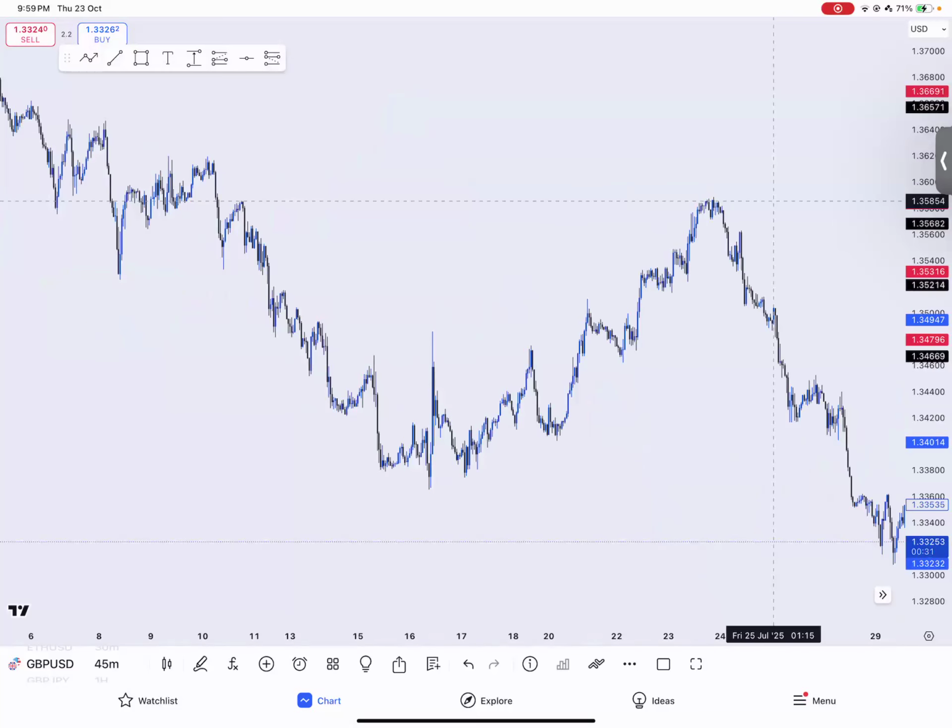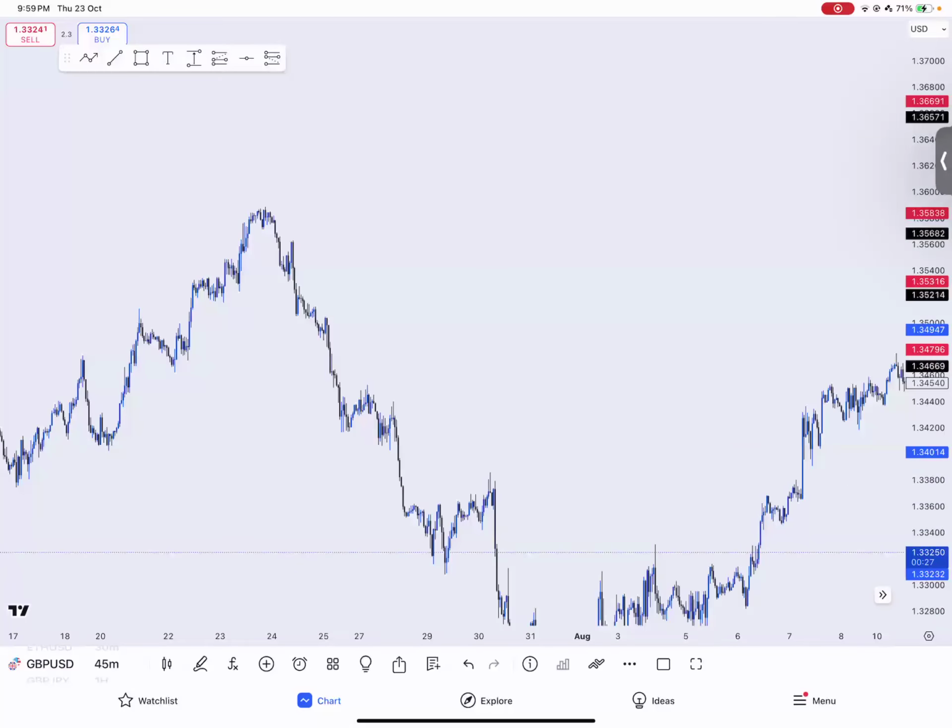So that is one way of taking your profits in the market using trendline liquidity.